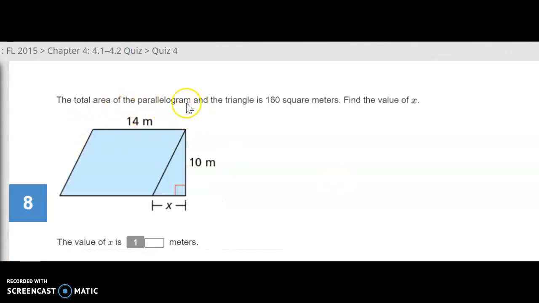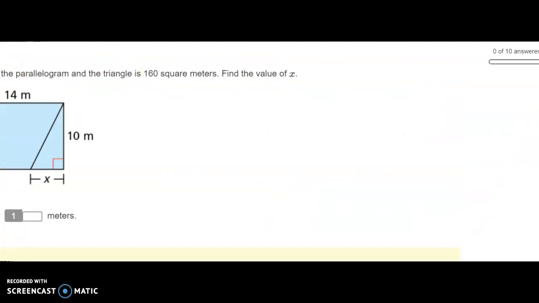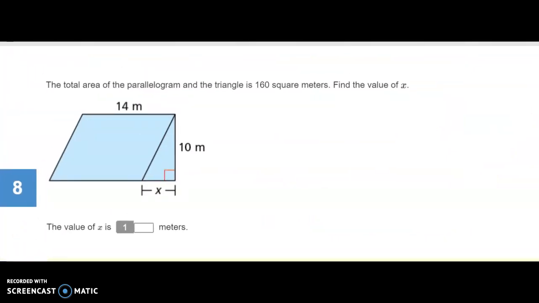The total area of this parallelogram and the triangle is 160 square meters. Find the value of x. Hi. So we're back, and we're doing the next problem, which is a parallelogram, and we're on problem number 8. The total is 160 square meters. It's the parallelogram and the triangle. So they want us to find the value of x.